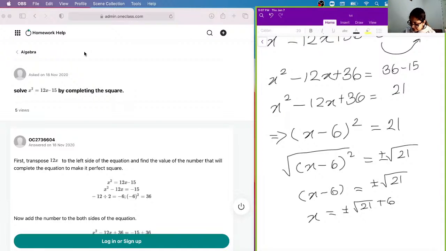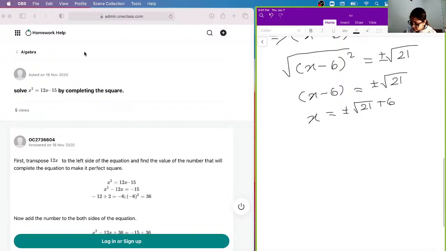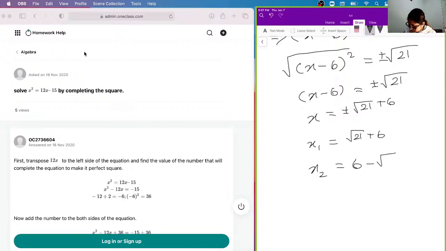And in this case, x could be two values. You could have x1 as 6 plus root 21. The other one you can have as 6 minus square root of 21. Okay, and these two answers are both acceptable.